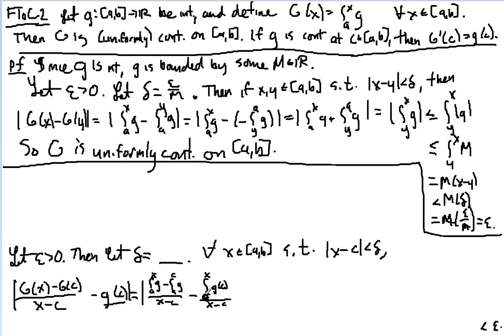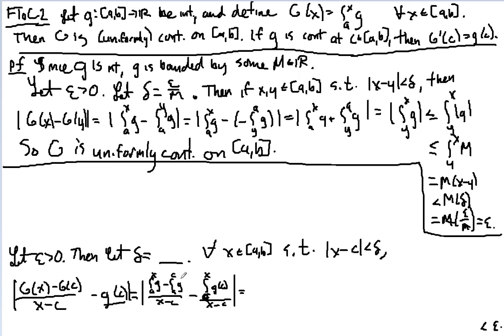So I'm going to rewrite g of c as the integral from c to x of g of c divided by x minus c. Because the integral of this is a constant times the length of the interval. You divide by the length of the interval, you get the constant. This simplifies down really nicely.